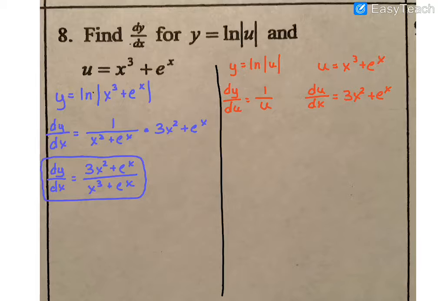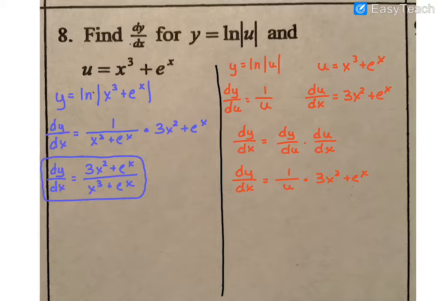Now, keep in mind, they asked us to find dy dx. Well, the pieces we just found were dy du and du dx. If you take those two pieces and multiply them together, the du's cancel, and we'll have dy over dx. So let's fill in what we know. Dy du we found to be 1 over u. Du dx, we found to be 3x squared plus e to the x.